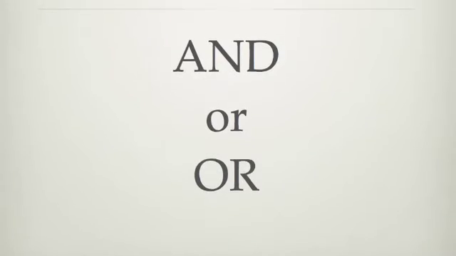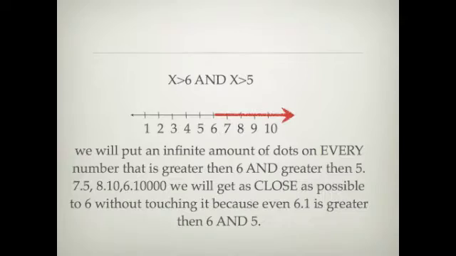Now let's get into some language arts. And, or. If it says and, 6 and, every number that is greater than 6 and greater than 5. Is 6 greater than 6 and greater than 5? No, it's not. No. So we can't put it because it's and. It has to be both.